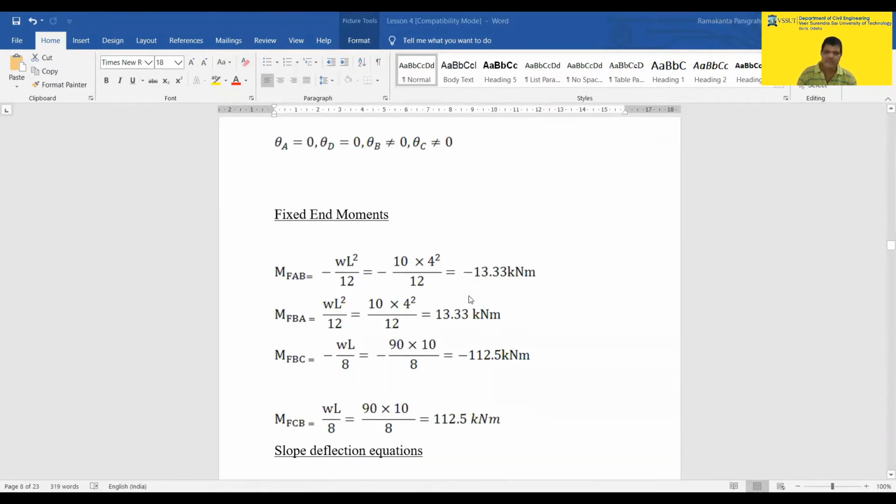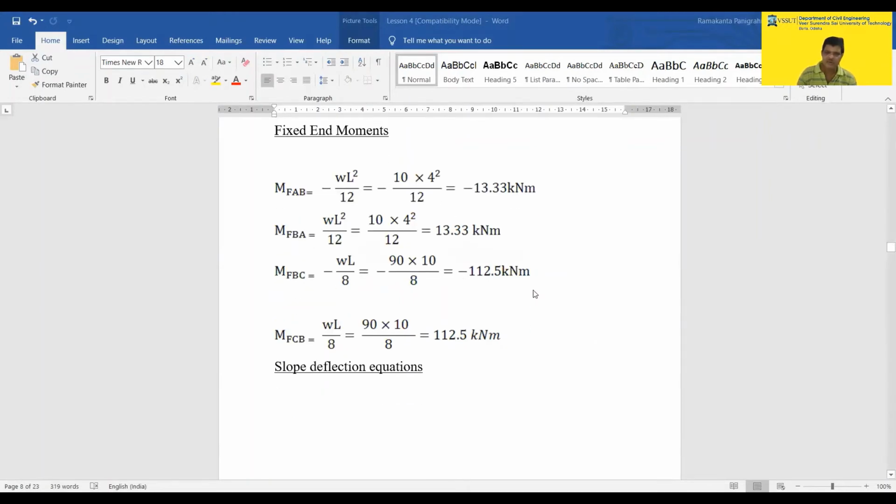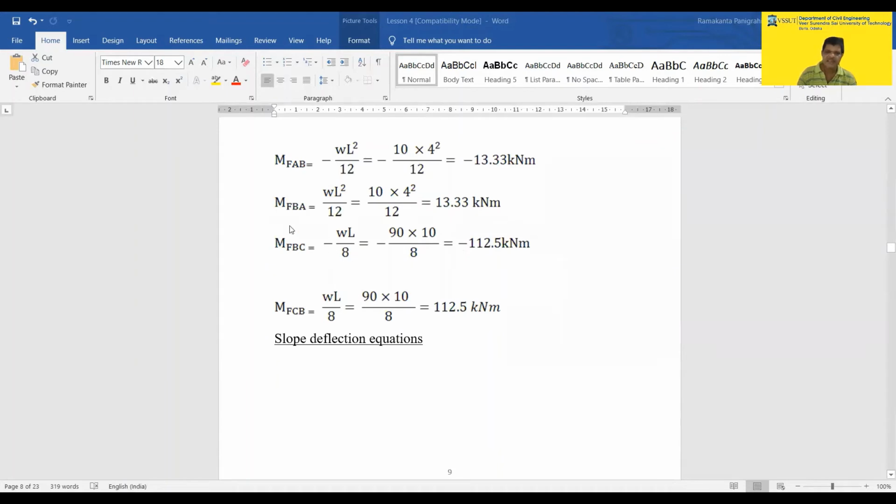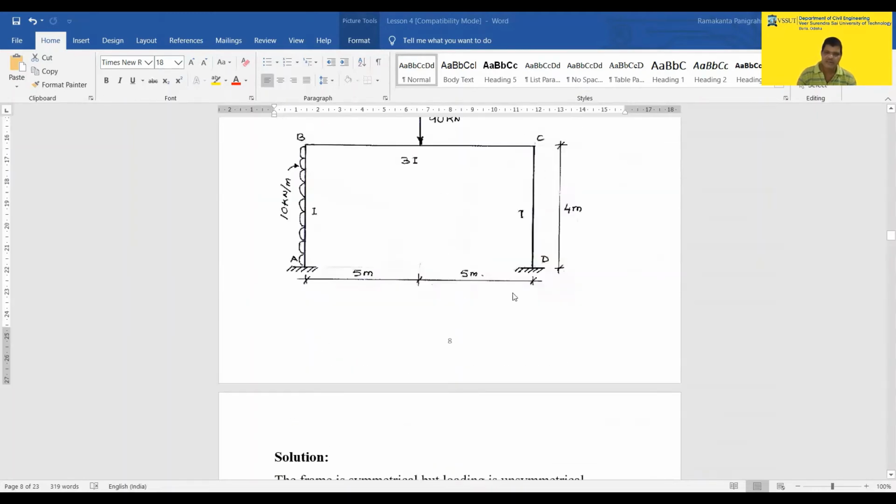So find the fixed end moments now. Span AB is loaded with UDL. So MFAB is equal to minus WL square by 12, that comes out to 13.33 kilonewton meter. And then MFBA is equal to plus. And in MFBC, the load is at center, so the fixed end moment will be minus WL by 8, and MFCB will be plus WL by 8. So these are the values of fixed moments. And the fixed moment for DC or CD will be 0.